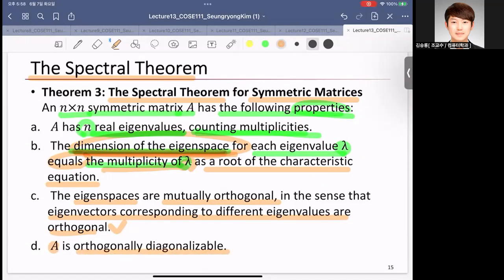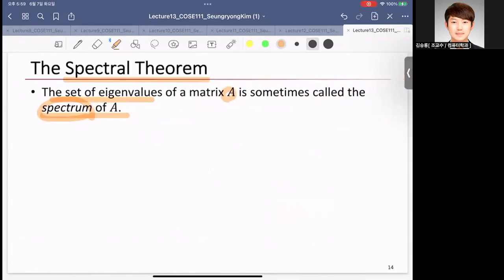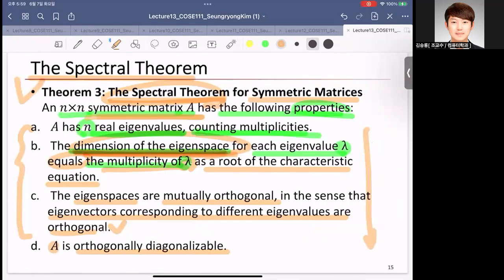하는 properties. A가 올소고널리 다이어거널라이저블하다. 즉, matrix A is orthogonally diagonalizable. This is the spectral theorem. 그렇죠? 이게 이제 spectral theorem이라고 한다라는 거죠. So we want to prove this property or theorem, but you can easily check this theorem is true from the previous example. 정확히 그 example이 A가 시메트릭 매트릭스인 경우에 이 프로퍼티스를 만족하는 걸 보여주죠. 이렇게 체크를 해보면 되죠.